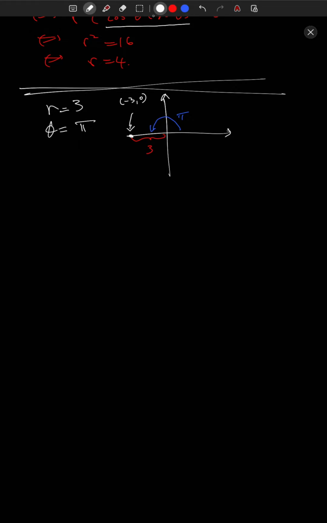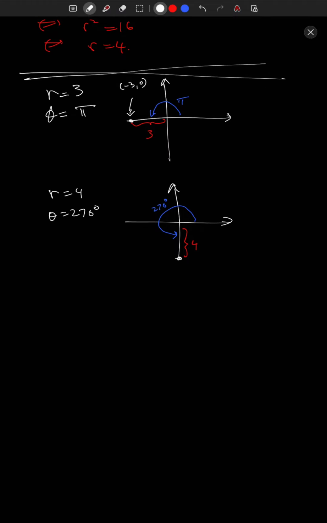Okay. Let's do another one. r equals 4, theta equals 270 degrees, just to have one in degrees. So this is going to be a distance of 4 from the origin, and we're going around 270 degrees. So that would be from here all the way to there, 270 degrees. And our distance to the origin is now 4. And that's our point right there. All right.